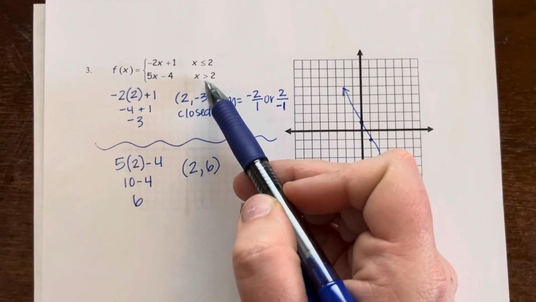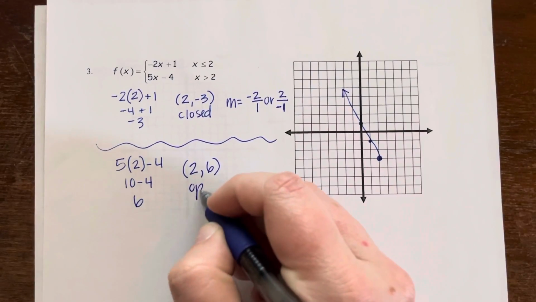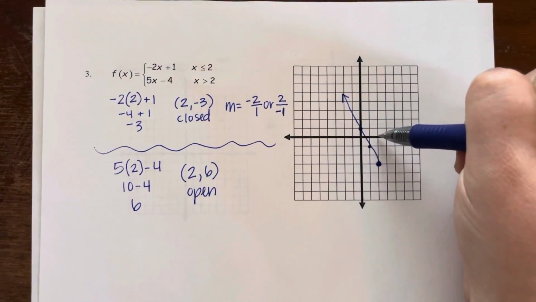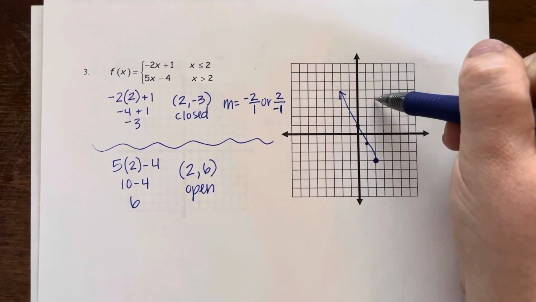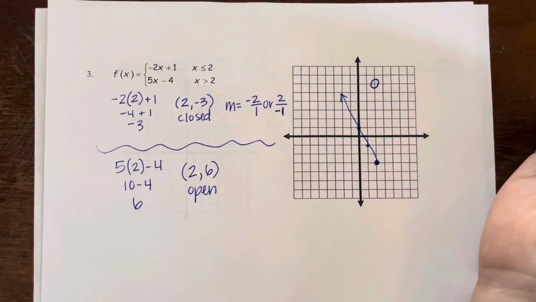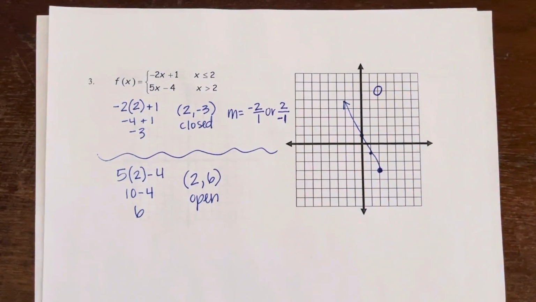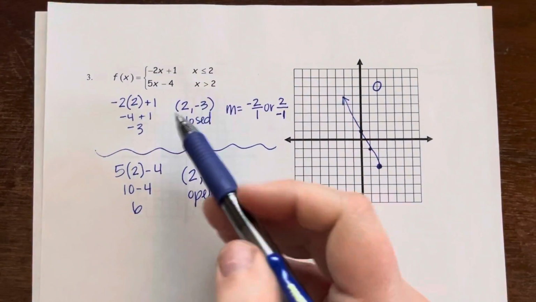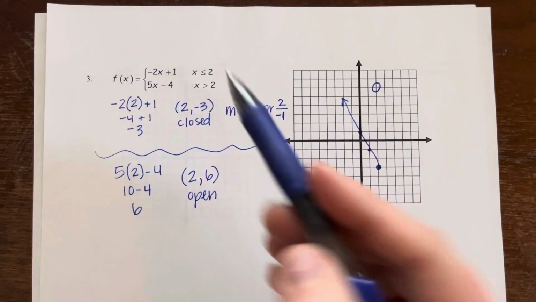Because this does not have an or equal to, that means that this is an open circle. So at 2, 6, I'm going to have an open circle. So 1, 2, 1, 2, 3, 4, 5, 6. Open circle. Okay, you don't have to do it that large, but make sure that I can see that it's open. Your slope, again, is in front of the x.